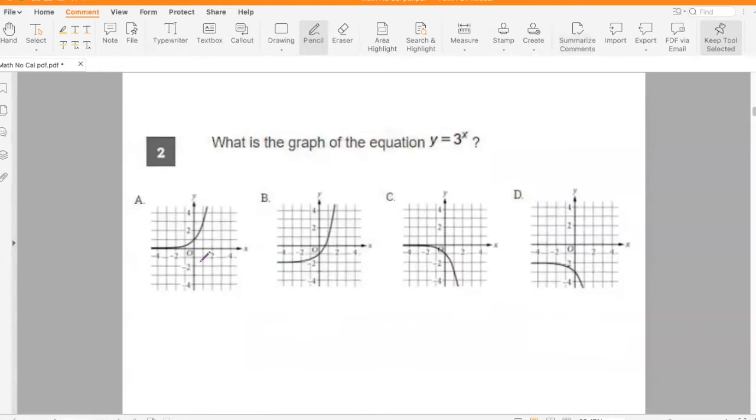What is the graph of the equation y is equal to 3 to the power x? So this would pass through (0, 1) because 3 to the power 0 is 1. So this is possible. This is not possible. This is not possible. And this is not possible. So the only graph that passes through (0, 1) is option A.